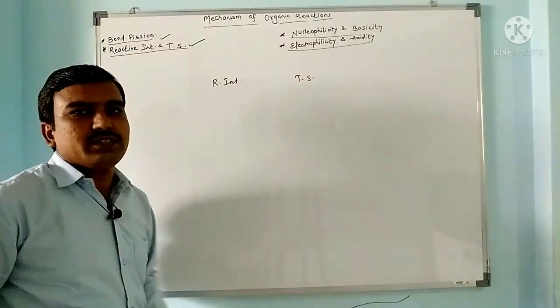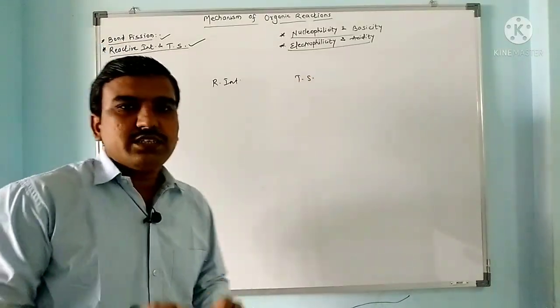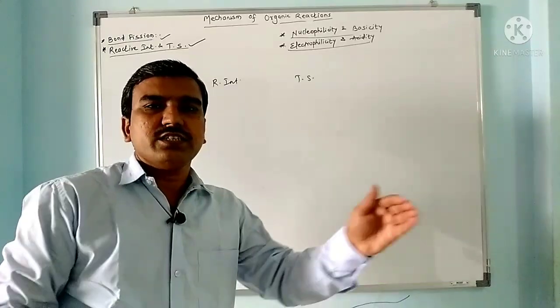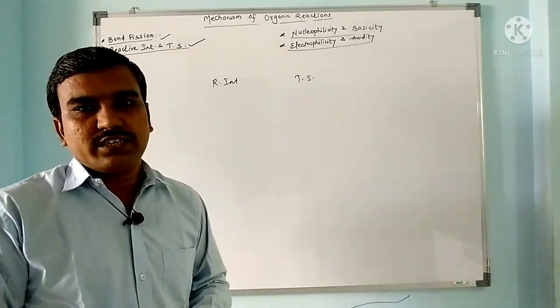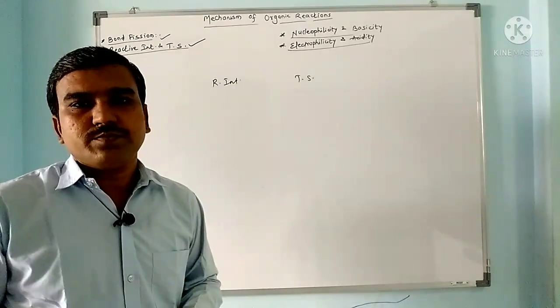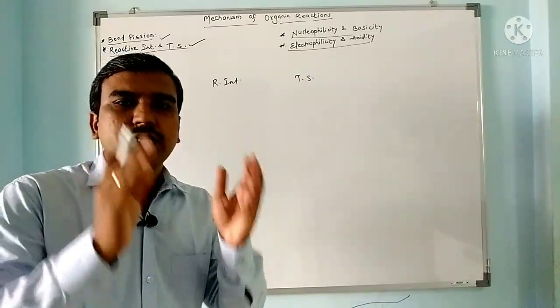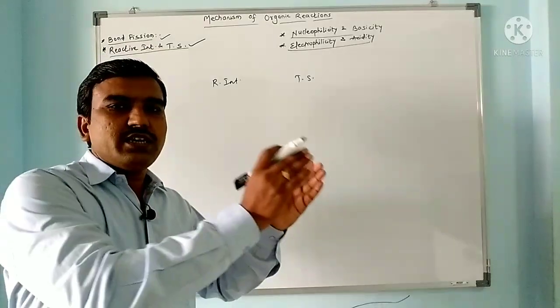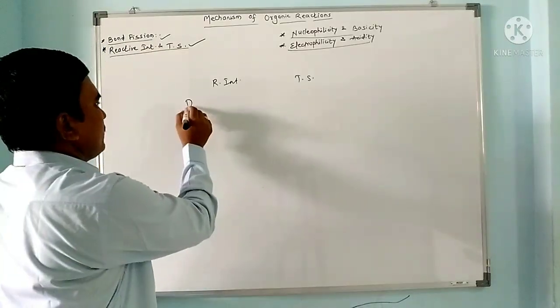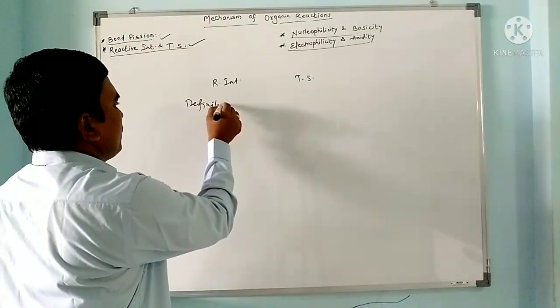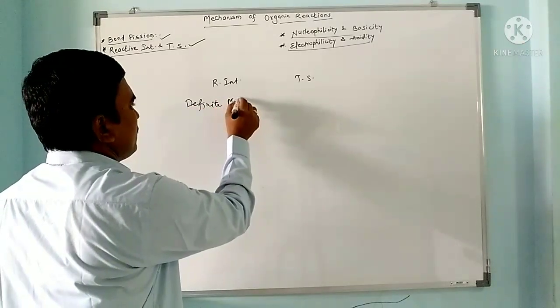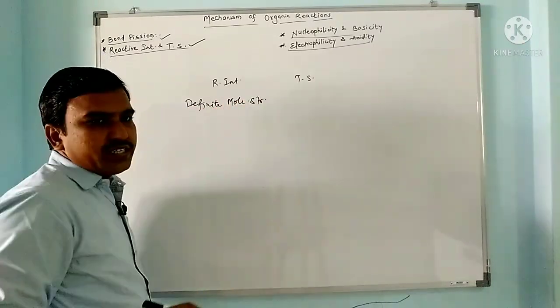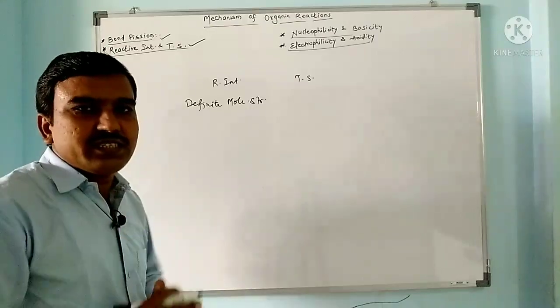So, reactive intermediate and transition state: what are the differences? What is a reactive intermediate? It is a short-lived species generated during the progress of organic reactions. But these species have a definite molecular structure and geometry.